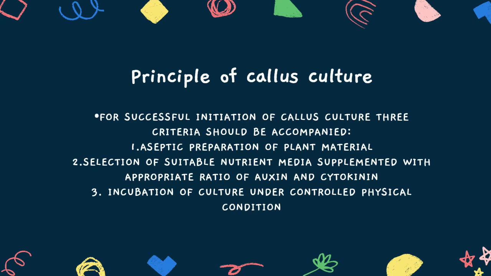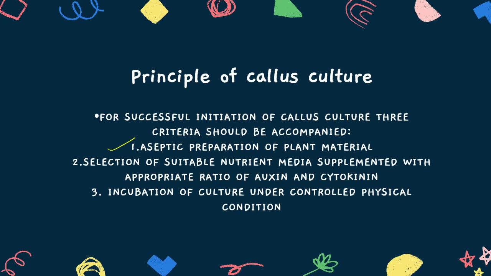Now, the principle of callus culture generally involves three basic criteria, three important criteria that should be considered for performing callus induction. The first one is the aseptic preparation of plant material. Whatever plant material you select, you will have to excise it in a particular size, then sterilize it using certain sterilants, and then inoculate it.